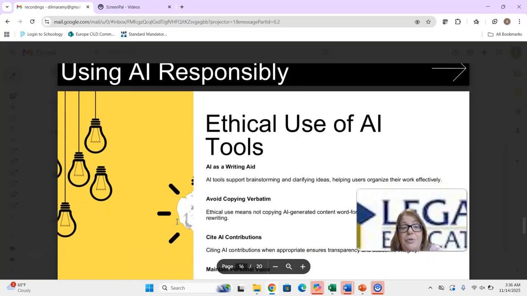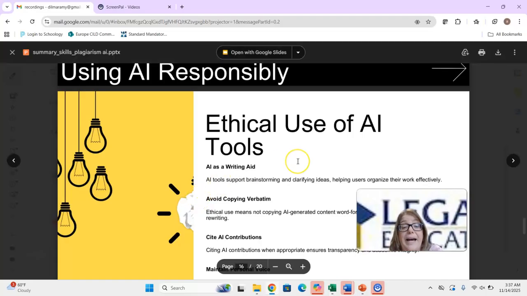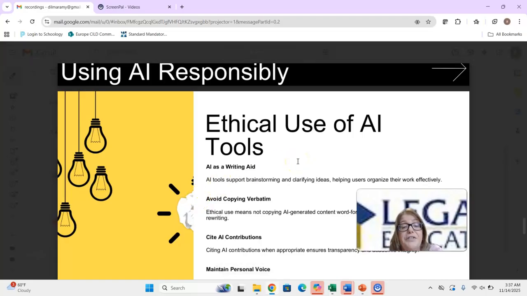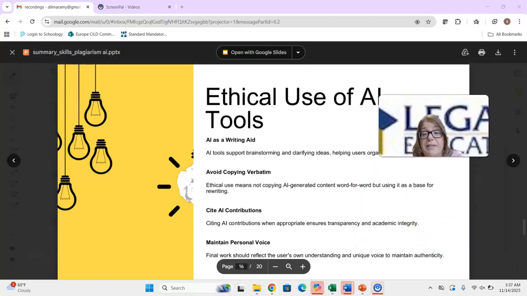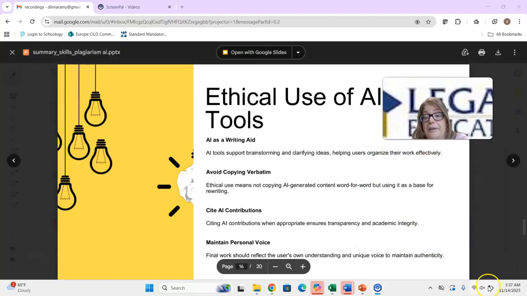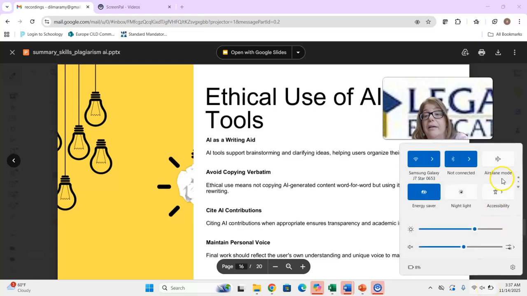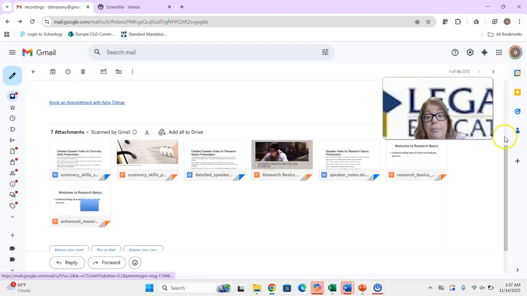Again, I've given you some tools or a tool for using AI responsibly. So here's another succinct version of that. Let me move my face out of your way here. Another succinct version of how to use AI appropriately.